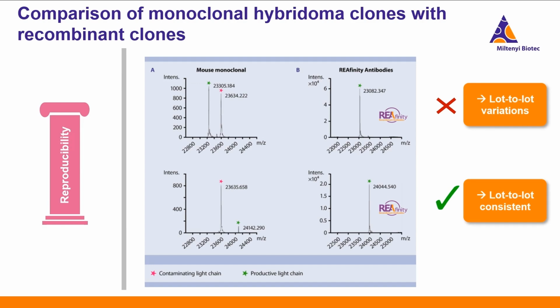Moving to figure B, we observe two examples of recombinant REAfinity antibodies. In stark contrast to the hybridoma-generated antibodies, both recombinant antibodies showcase the absence of contaminating light chains, validating their purity and consistency. That means that mouse hybridoma antibodies may exhibit the presence of multiple detectable light chains, highlighting the heterogeneous nature of these antibodies. In contrast, recombinant antibodies display a clear advantage with only one defined light chain.